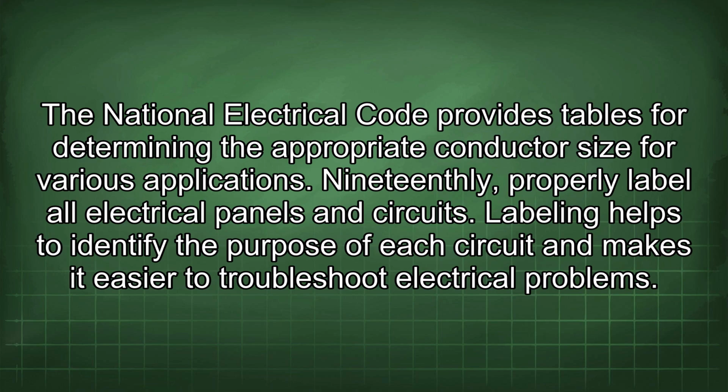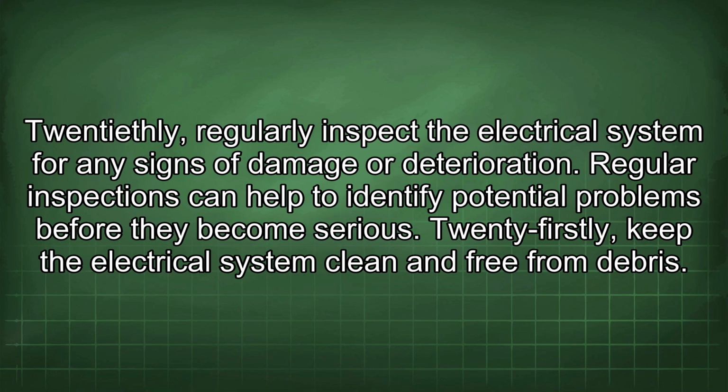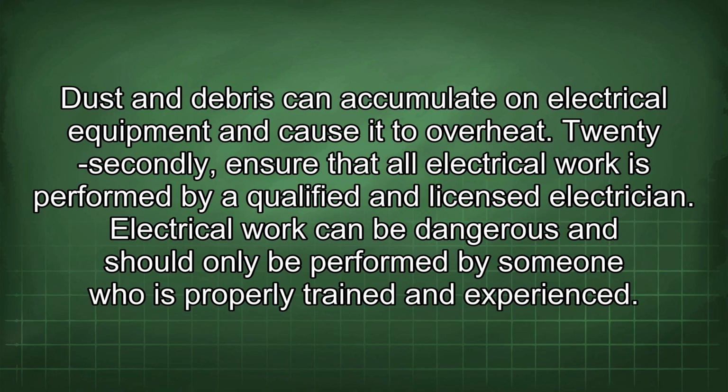19thly, properly label all electrical panels and circuits. Labeling helps to identify the purpose of each circuit and makes it easier to troubleshoot electrical problems. 20thly, regularly inspect the electrical system for any signs of damage or deterioration. Regular inspections can help to identify potential problems before they become serious. 21stly, keep the electrical system clean and free from debris. Dust and debris can accumulate on electrical equipment and cause it to overheat.